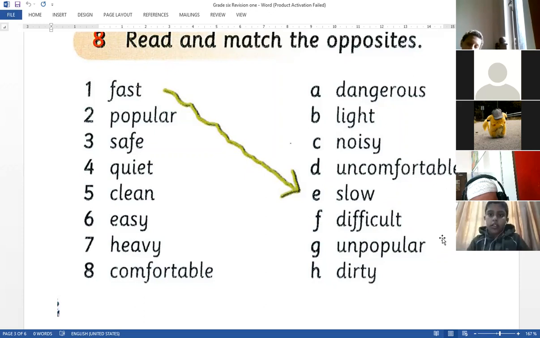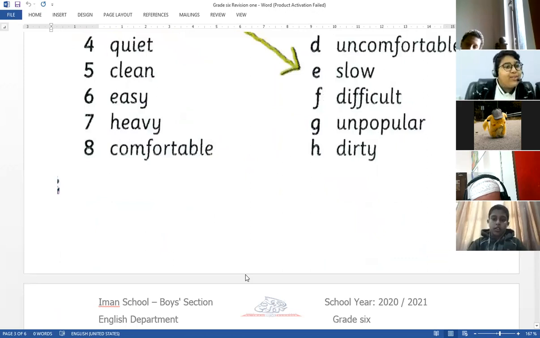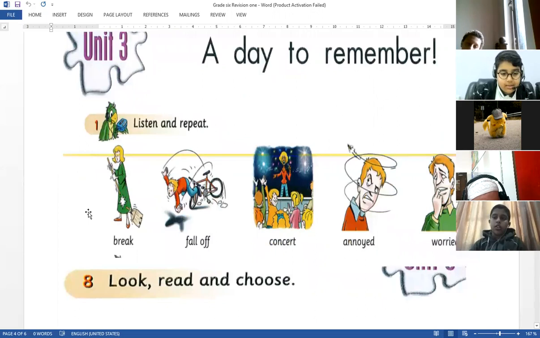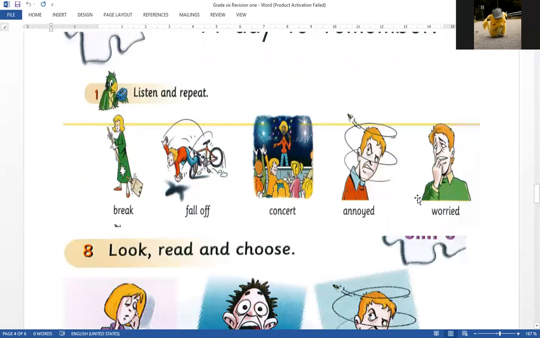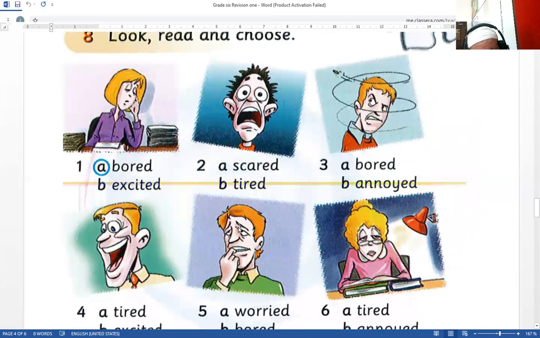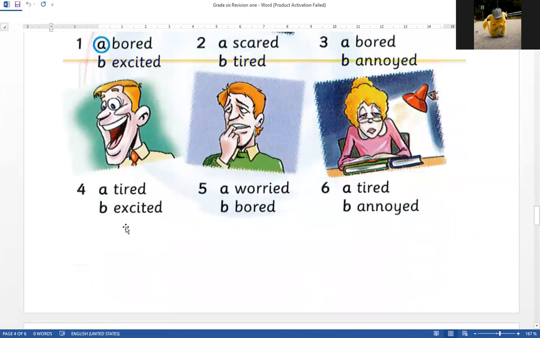Thank you, Abdurrahman. Abdullah Jalahma. Yes, teacher. In unit three, we took different words. What are they, Abdullah Al-Jalahma? Break, fall off, concert, annoyed, and worried. Okay, and you know the difference between them. And we took different words related to feelings. The first one here, Abdullah. Bored or excited? Bored. Scared or tired? Scared. Bored or annoyed? Annoyed. Annoyed means very happy or very angry? Angry.